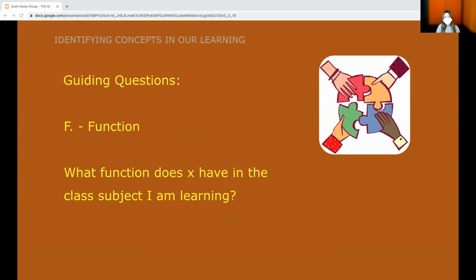So the guiding question for function is, what function does X have in the class I am learning? So what function does 1 + 1 have in your math class? That's to build those fundamentals, right? To get you to understand how the addition of two matters are greater.